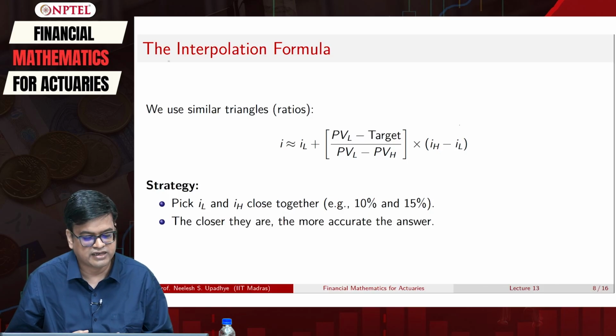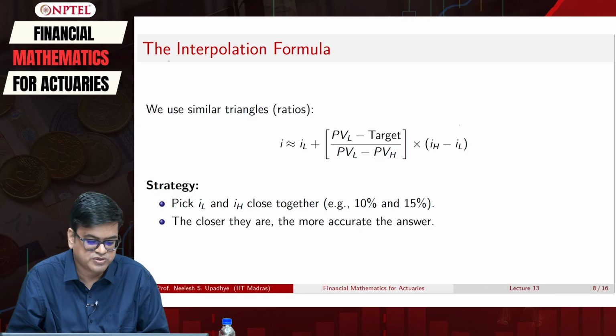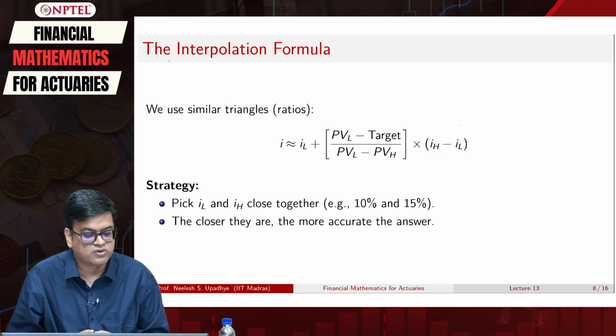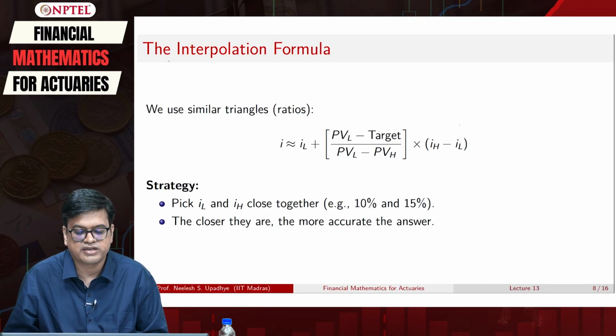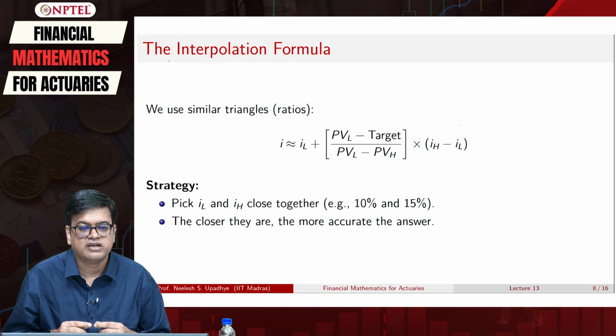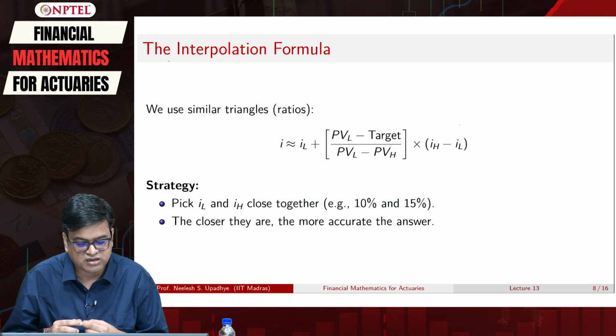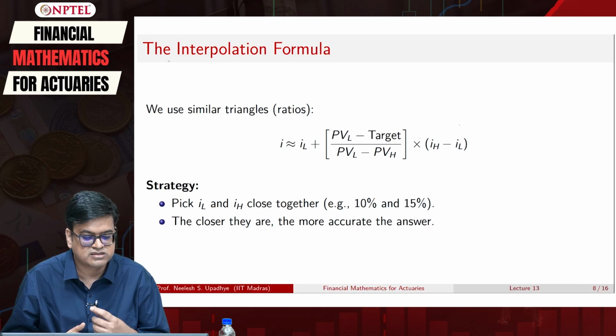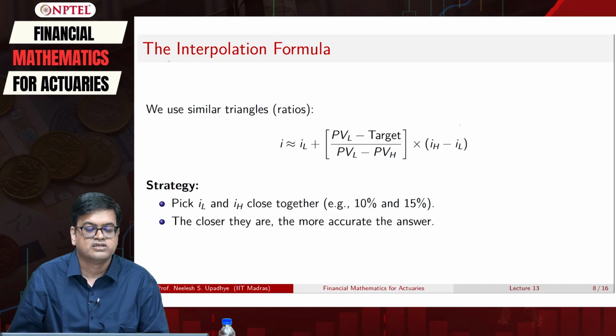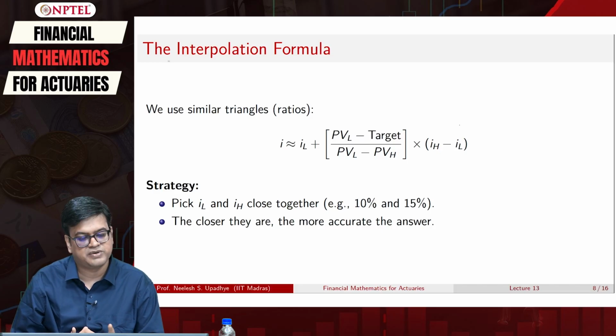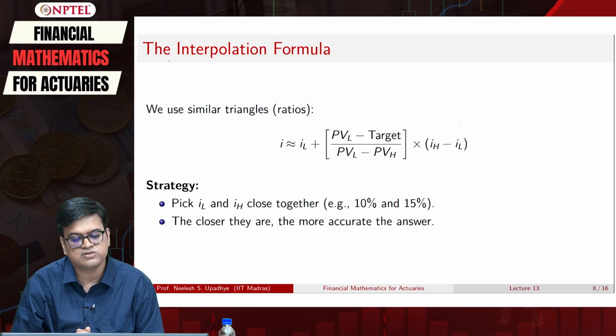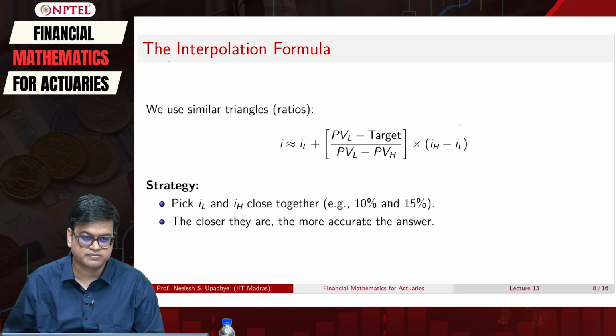You will pick IL and IH close to each other. The closer they are, the more accurate is your answer, because the less drift from that curve is secured. Okay. So let us look at one example and see how this interpolation setup works.